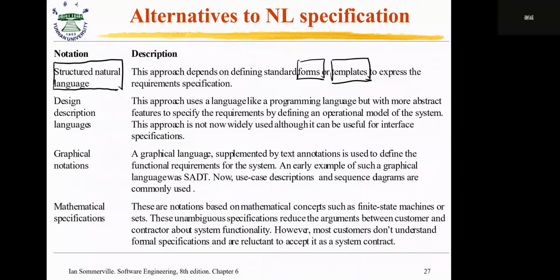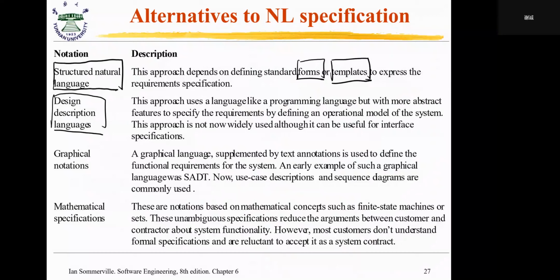And you can also use some design description language. This is more formal. This approach uses a language like a programming language. It's also called procedural code, but with more abstract features to specify the requirement by defining an operational mode of the system. However, this approach is not now widely used. Also it can be useful for interface specification.